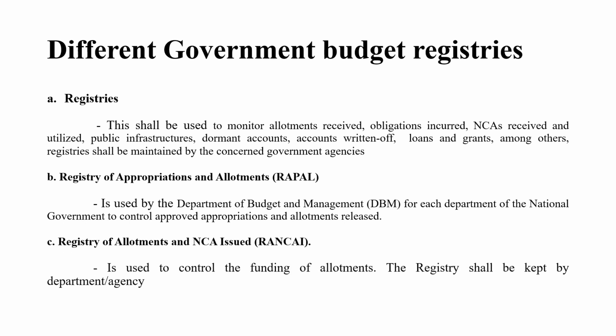Next, we also have the registry of allotment and NCA issued. Ito naman is used to control the funding of allotment. The registry shall be kept by the department or the agency. Each government agency funded by the government, kahit na hindi funded, would usually have the registry of allotment and NCA issued so that they would be able to identify which of the funds are already used by the government.